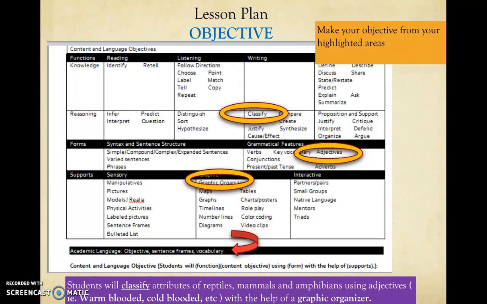Reptiles, mammals, and amphibians are the content stem, which is not included in the help sheet because it changes so much based on your topic. But you will know what the main content piece is for your students. Then you'll see that she adds using adjectives, and she gives an example there, warm-blooded and cold-blooded. Adjectives is what she had circled under grammatical features. And then with the help of a graphic organizer. Graphic organizer is what was marked under supports. You can see how once you've highlighted or circled these areas, it's very easy to plug them into the formula so that you have all of the important components of your content and language objective.